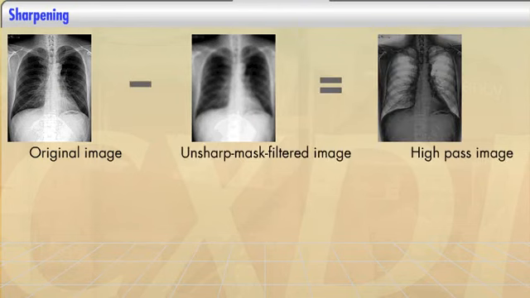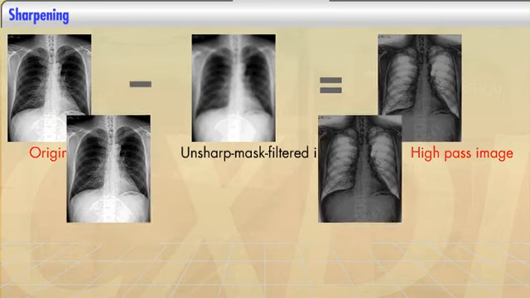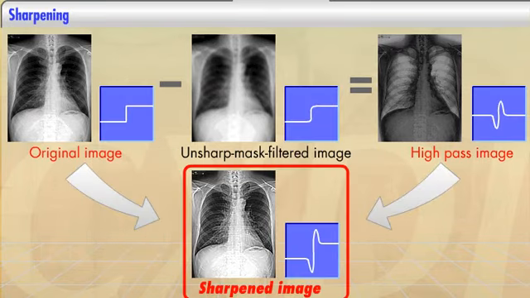Sharpening is basically a process of unsharp mask filtering, as we see in the picture. Unsharp mask filtering is a process that subtracts the blurred image from the original image in order to generate a high-pass image. This high-pass image is then added back to the original to create a sharpened image.